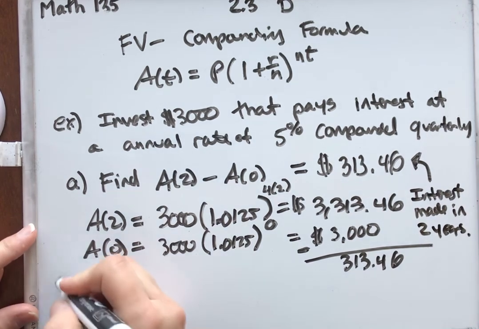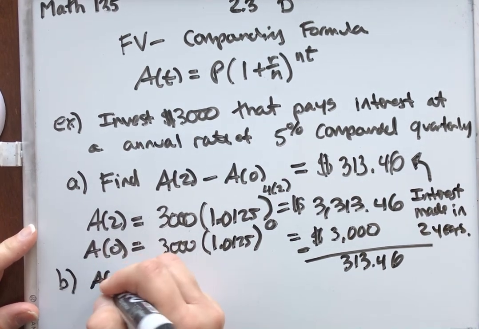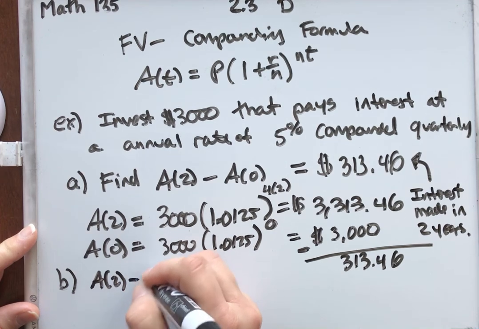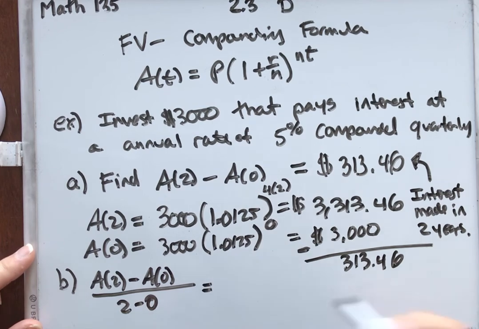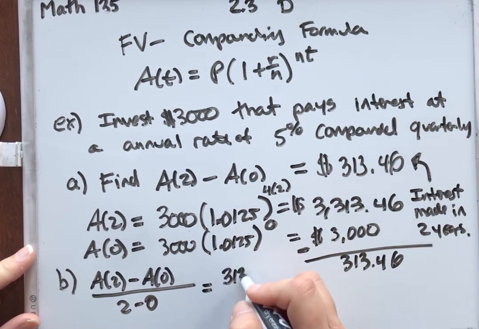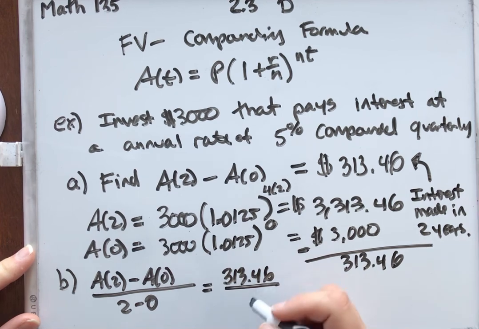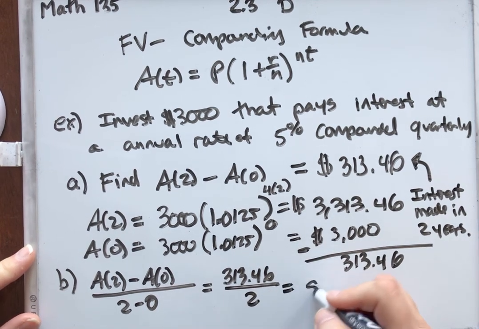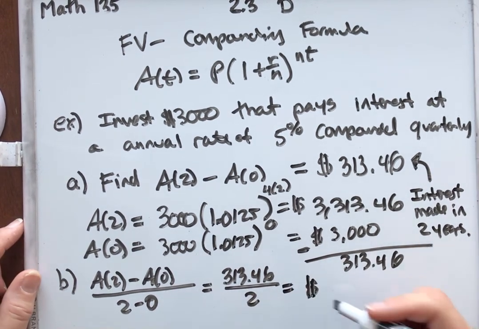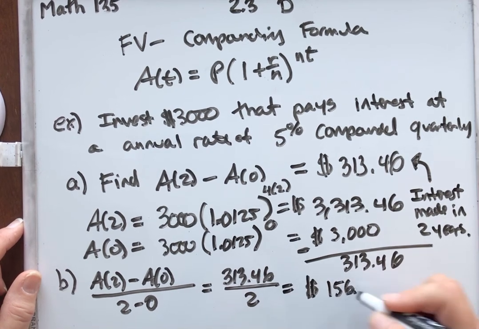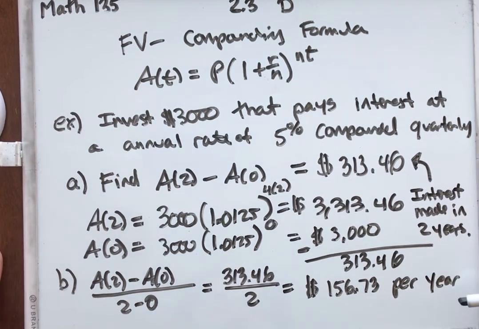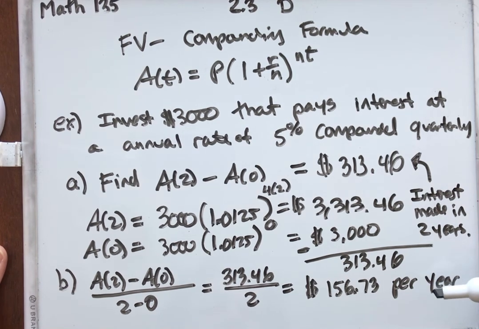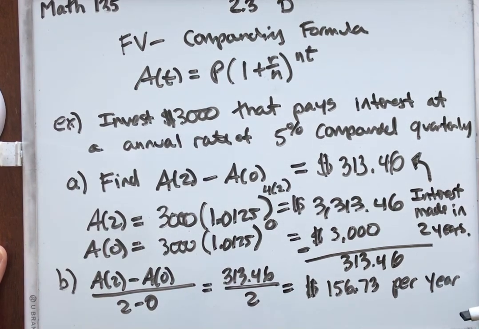Okay, next one. What does this represent? We're going to find out what it is and what it represents. We know the answer here is 313.46, and 2 minus 0 is 2. That comes out to be $156.73 per year. So we say on average, we're earning $156.73 per year.